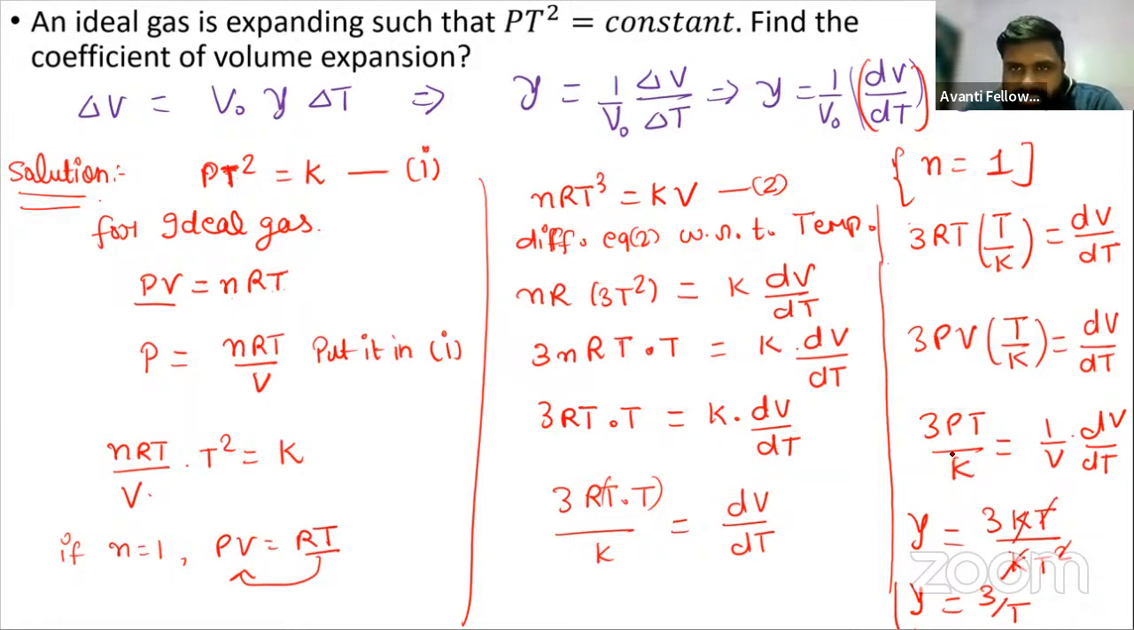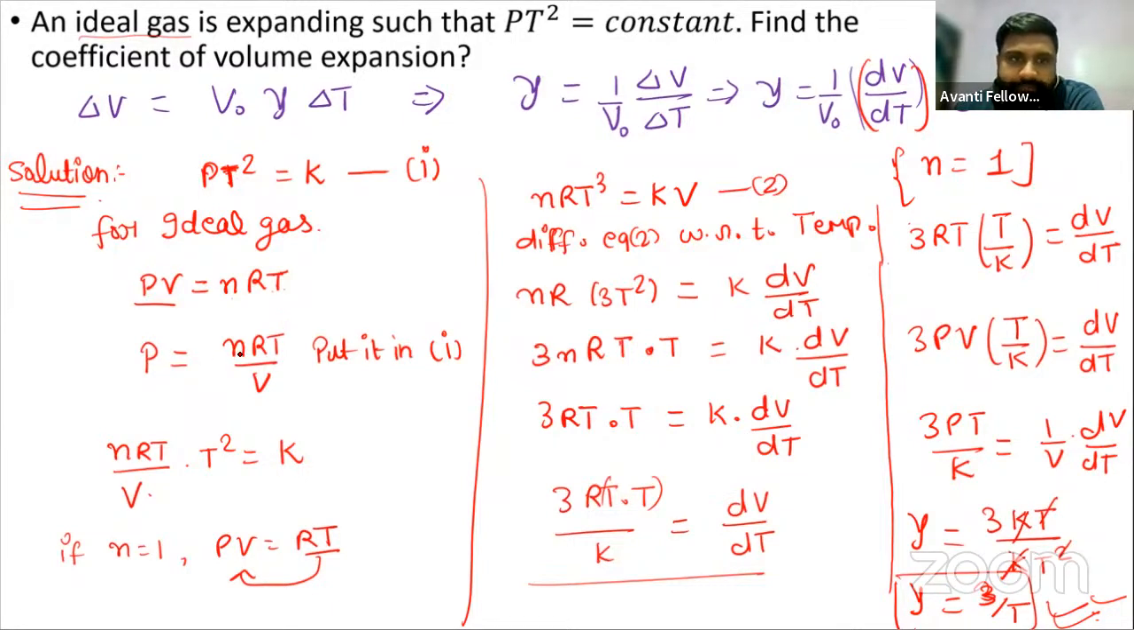One thing we are missing: where is this R? R has vanished out. So 3 by T is the coefficient of volume expansion. So gamma is the coefficient of volume expansion in this question, and we have found its value as 3 by T. Now I would like to revise this question: PT square equals K is the relation given to us, and this gas is expanding. Because this is an ideal gas, we can apply PV equals nRT.